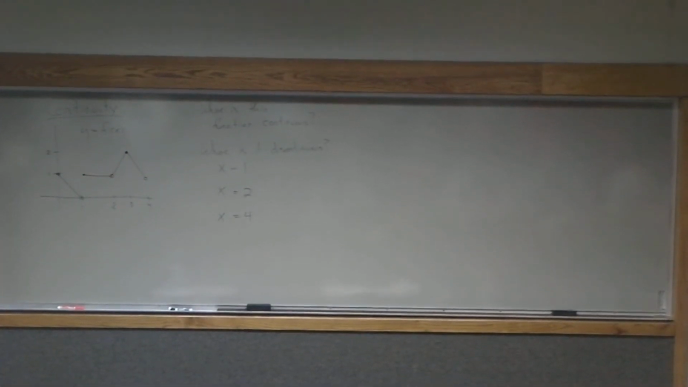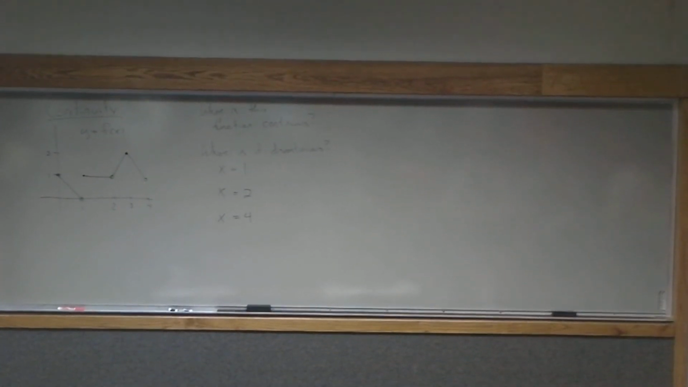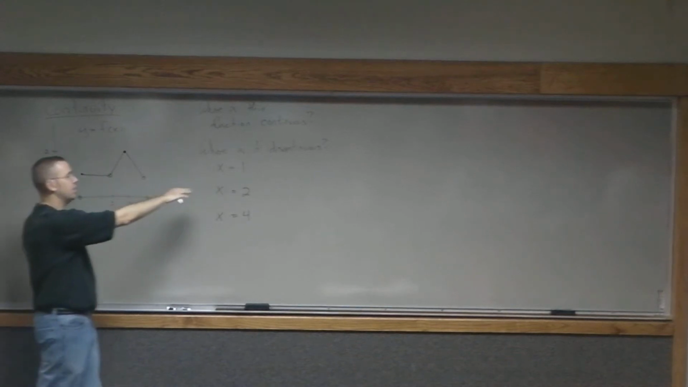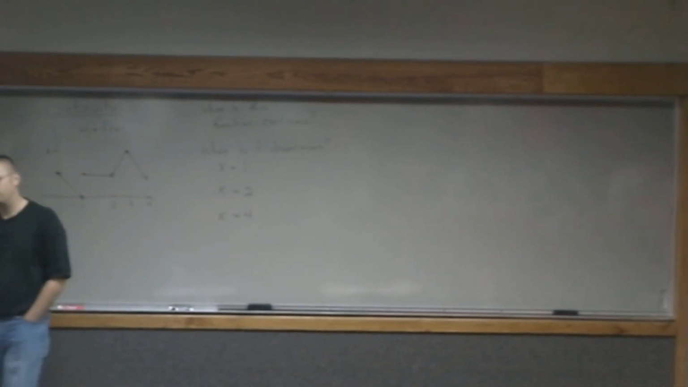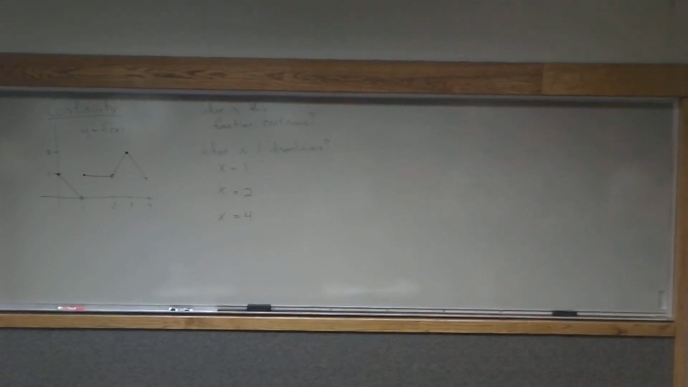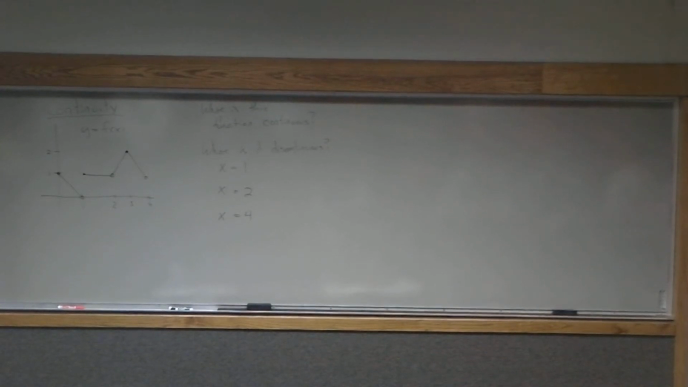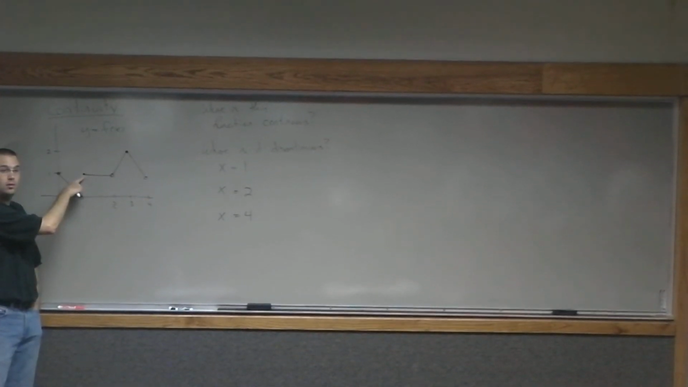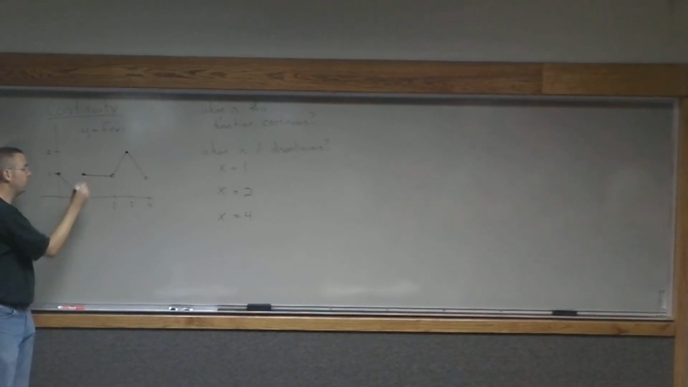All right, so let's take a look at what happens to our graph at each of these 3 points. Okay. So you're claiming that this function is not continuous at x equals 1. Why? There's no value at 1. What's that? There's no value at 1. There is a value at 1. It's actually up here. Okay. There is our value at x equals 1.